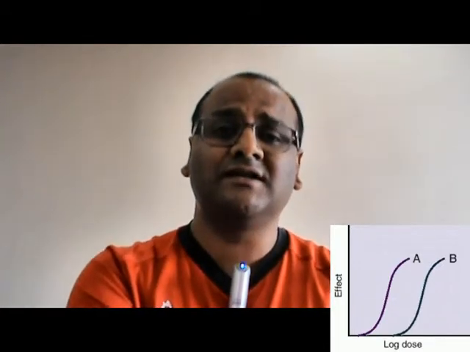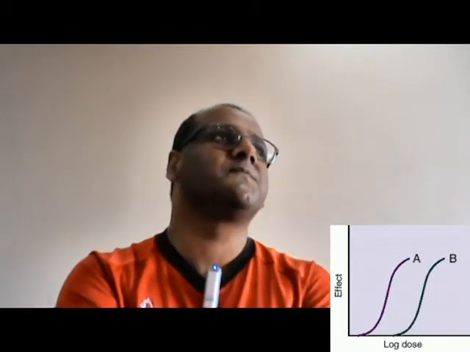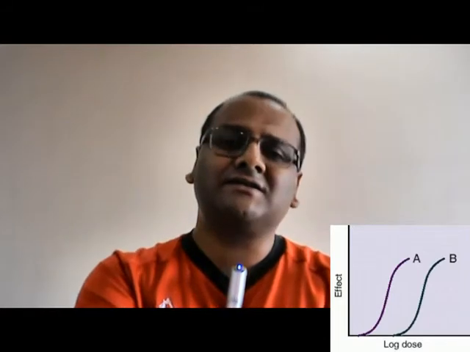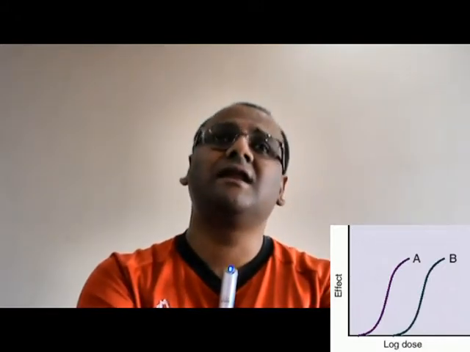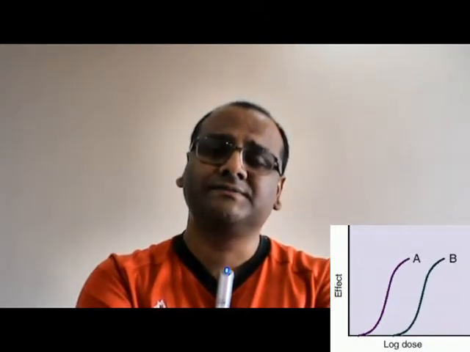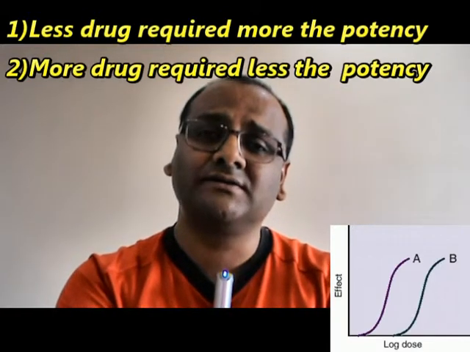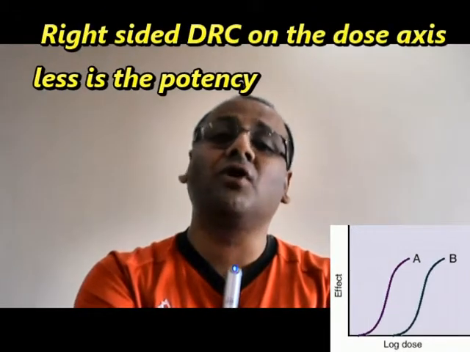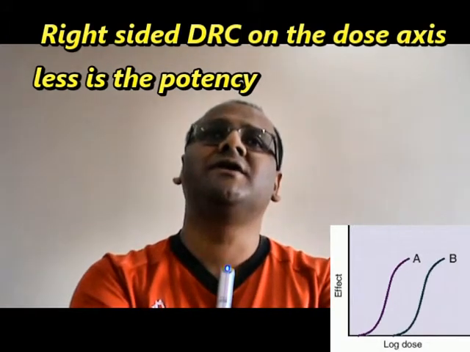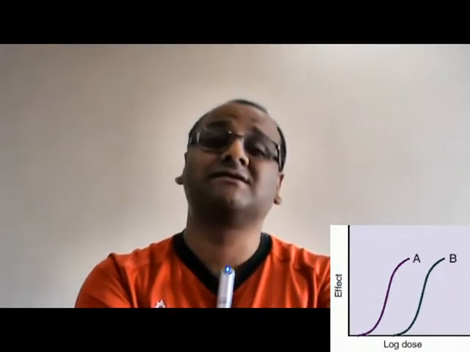There are various angles in which you can look at potency and efficacy. If I want to show you a graphical representation of what potency would look like, then here is a graph with DRC, that is a dose response curve of drug A versus drug B. And what you can see is that the DRC onto the right side on the dose axis is a less potent drug as compared to the DRC on the dose axis which is onto the left side. So here drug B is less potent as compared to the drug A, simply because it requires more amount of drug B to get to effect as compared to drug A, which requires less amount of drug.